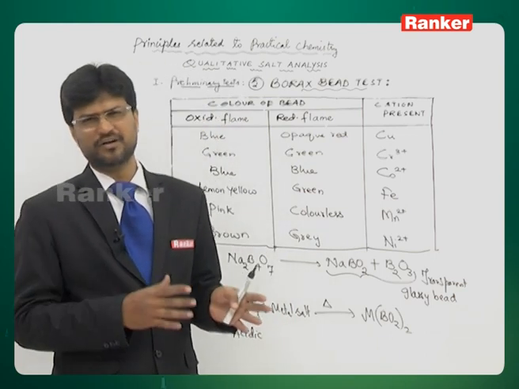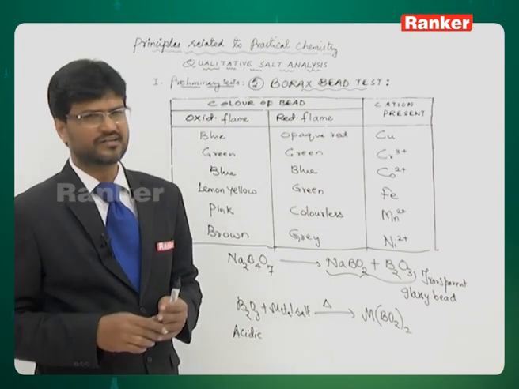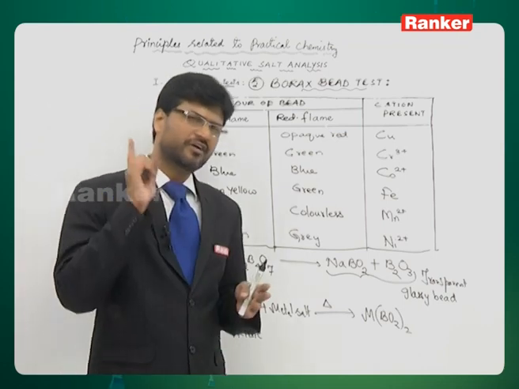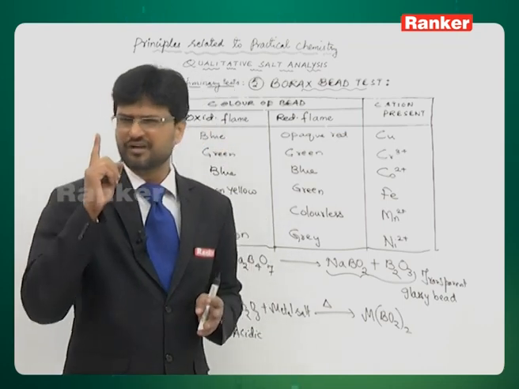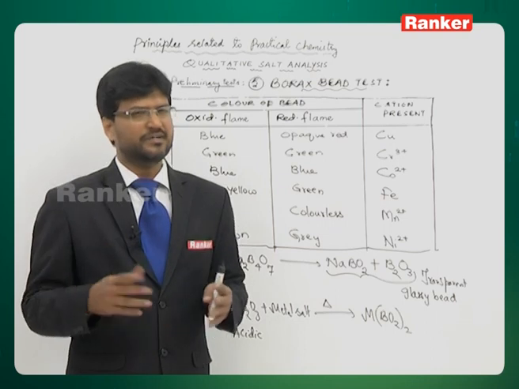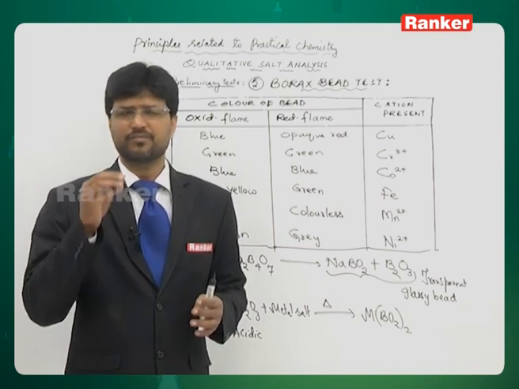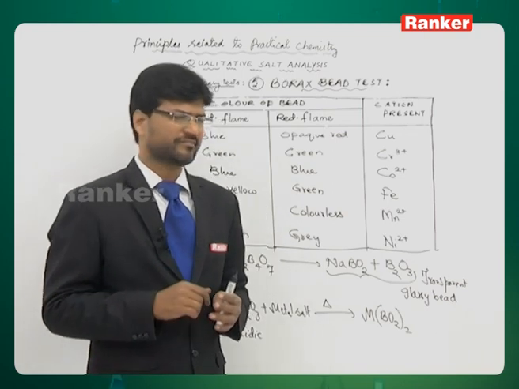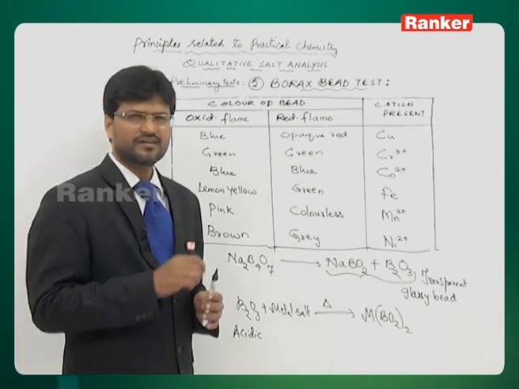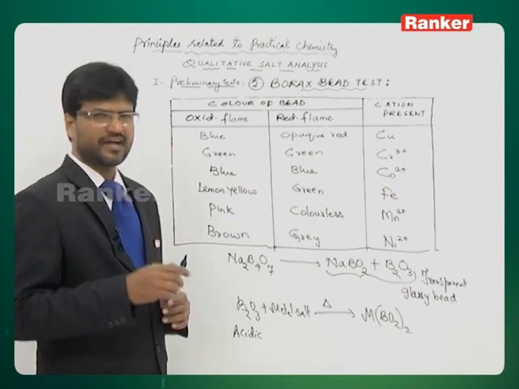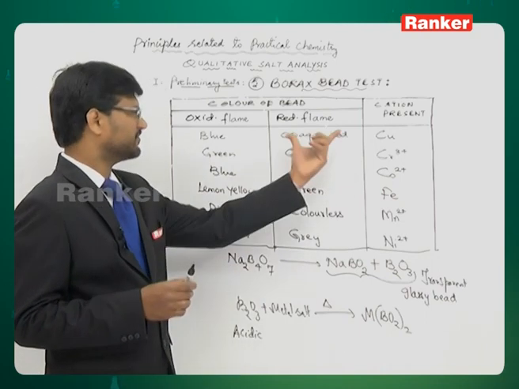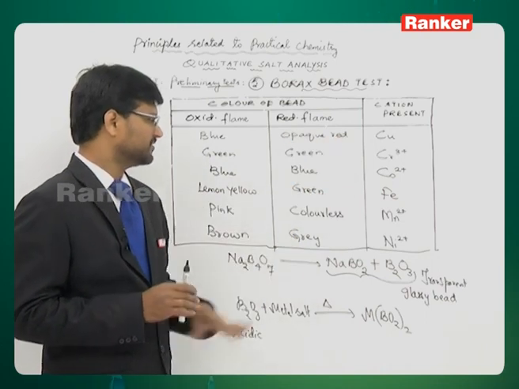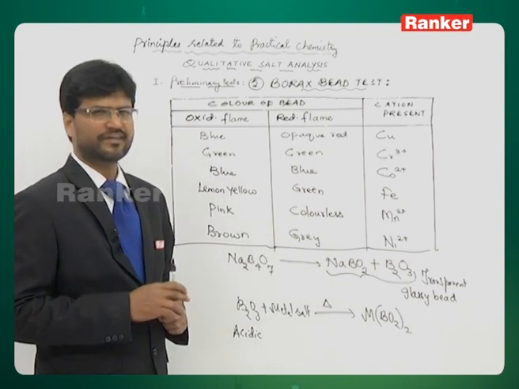Apart from this, s block and p block metals also do not give colored bead. So, colored bead is not given by s block metals, colored bead is not given by p block metals, colored bead is not given by d block metals whose configuration is either d0 or d10. d1 to d9, these metals can give characteristic colored beads. Some of the examples are given in the tabular form. Go through these examples. That is borax bead test.